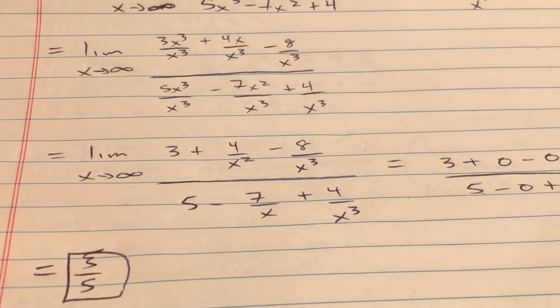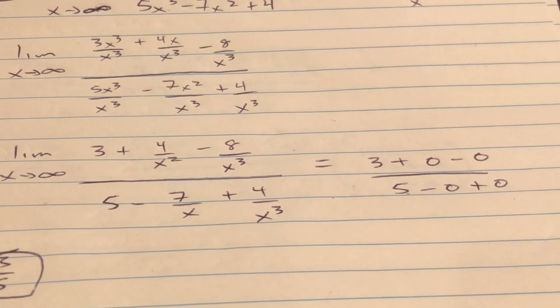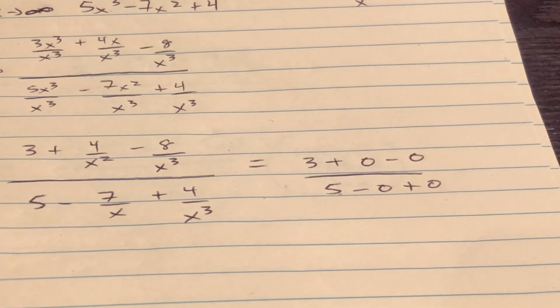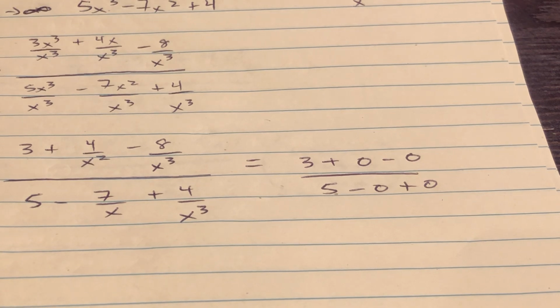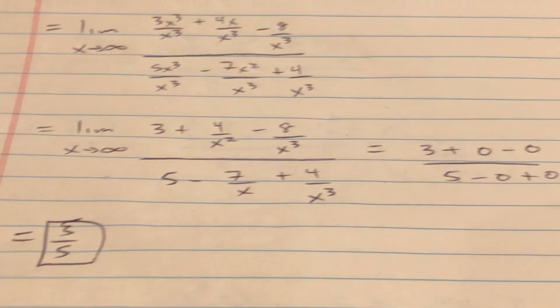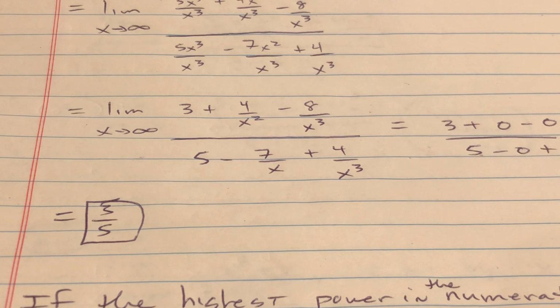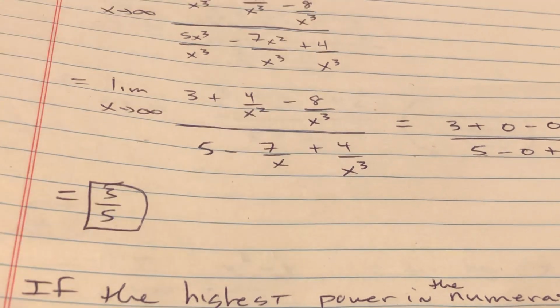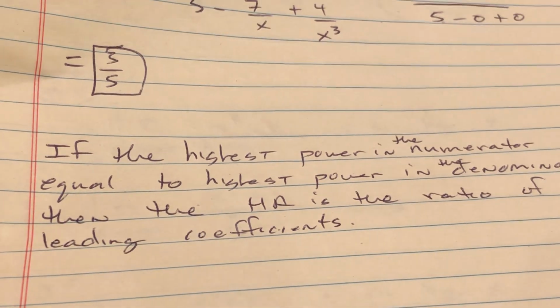All right, the limit as x goes to infinity of that when I divide everything by x to the third. When I divide everything by x to the third, I get that rational function, which means if I let x go to infinity now, it's essentially going to be 3 over 5. 3 over 5. Notice how the highest power, x to the third, was located both in the numerator and denominator.